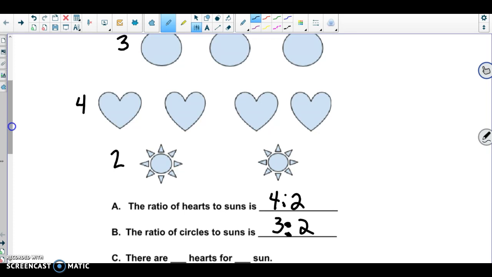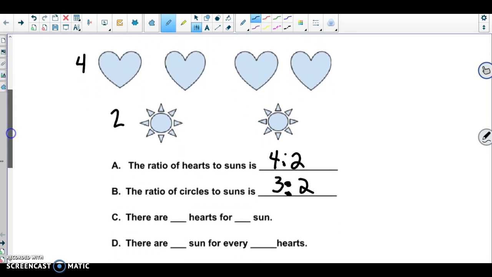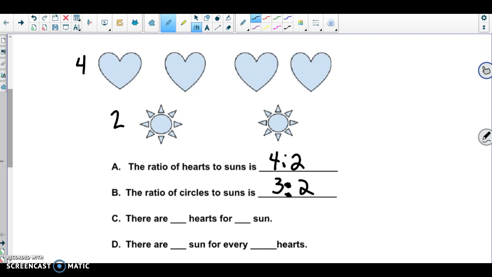C, it says there are blank hearts for blank sun. Well, remember, I could break these up. I could say 4 hearts for 2 sun, but that sounds kind of weird. But if I take a look, there are 2 hearts for every 1 sun. So I can write 2 hearts for every 1 sun.